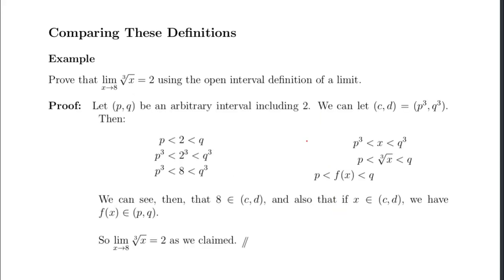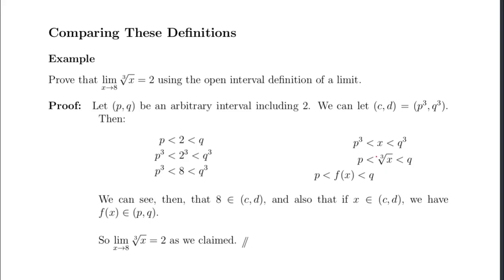Here we go. Let's let PQ be an arbitrary interval, including 2, and we can let CD be (P cubed, Q cubed). Oh, that's hard to say. Then we want to show that 8 is within this interval, right? And that's pretty easy to do. We can cube everything here, and it'll preserve the inequality. So 8 is within that interval. Perfect. Oh, my alignment got all messed up here. No big deal. And here we can cube root everything, and look at that. F of x is within that interval, just like we wanted.